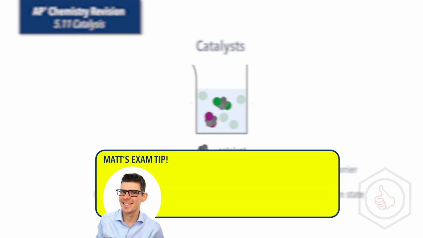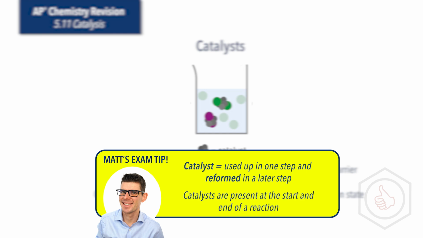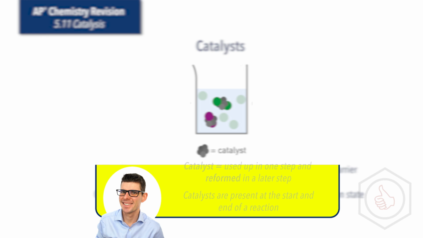Exam tip here: if you're trying to identify a catalyst in a reaction, always look for a reactant that gets used up in one step and produced as a product in a later step. Unlike an intermediate, a catalyst will be present at the start of a reaction and at the end, which is why it isn't included in an overall reaction equation. An intermediate isn't present at the start of a reaction, it is produced during the reaction and then gets used up before the end of the reaction.